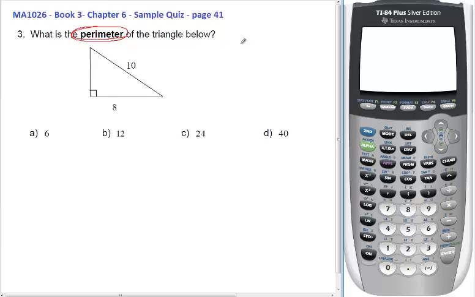Now the perimeter is what? The perimeter of an object is the distance around an object. And for perimeter, we simply add all sides together. A triangle has 3 sides, so we need to add all 3 sides together, right? Now we can see that this is a special type of triangle called a right triangle.